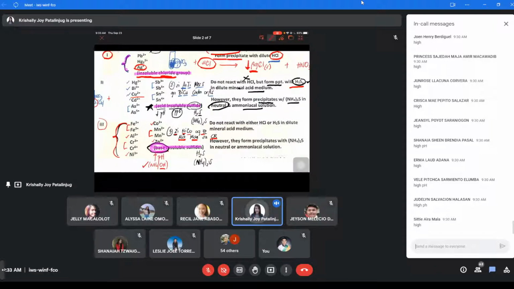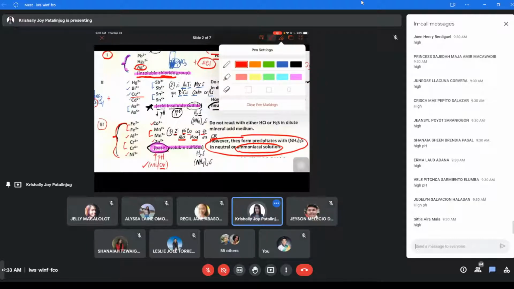Again, these are the ions that precipitate in the presence of a sulfide in a basic environment, such as in the presence of ammonium hydroxide or ammonia. That's why it is stated there: it forms a precipitate with ammonium sulfide in ammoniacal solution. Ammonia is a base, so it makes the environment basic. Okay, so for example again.